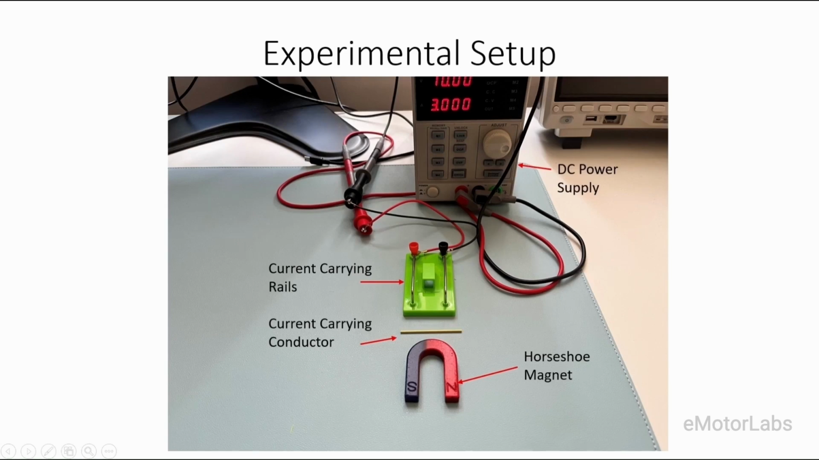Third is the current carrying conductor, a brass rod that we will place across the top of the two conducting rails, allowing current to flow through it. Fourth is a permanent horseshoe magnet with a red side and a blue side. The red side represents the north pole of the magnet and the blue side represents the south pole. The magnetic field flows from the north pole to the south pole. Now let's understand how this setup works.